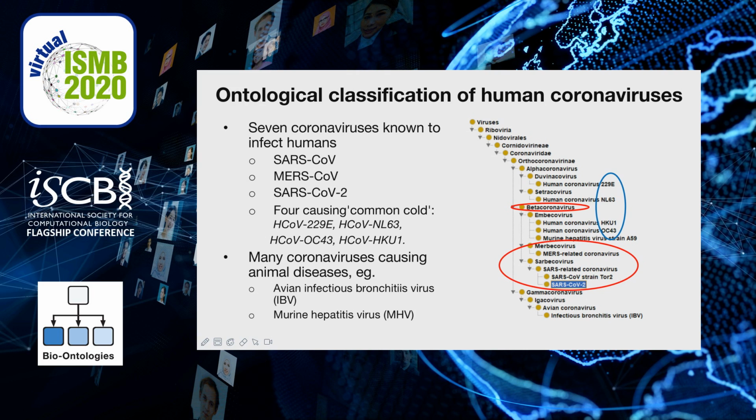In addition, there are 4 human coronaviruses that cause the common cold. 229E and NL63 belong to alphacoronavirus. HKU1 and OC43 are lower classifications of betacoronavirus.